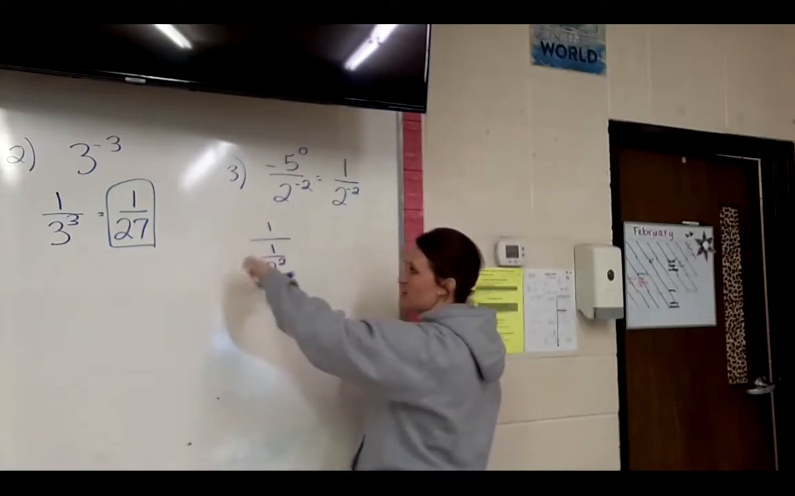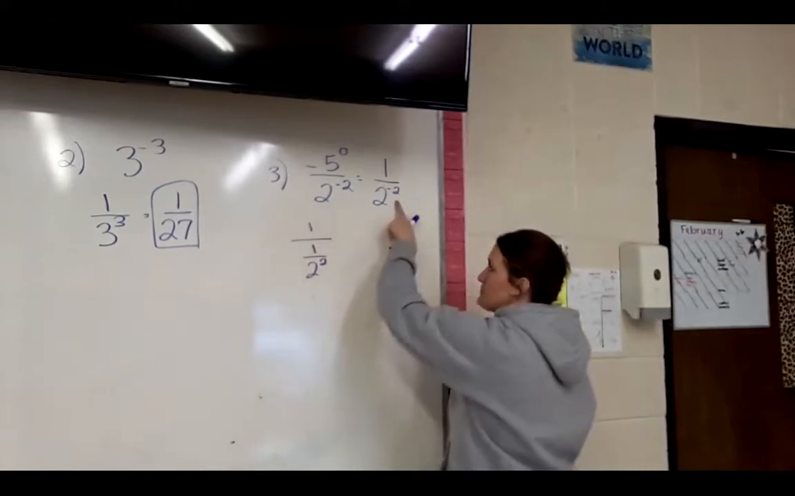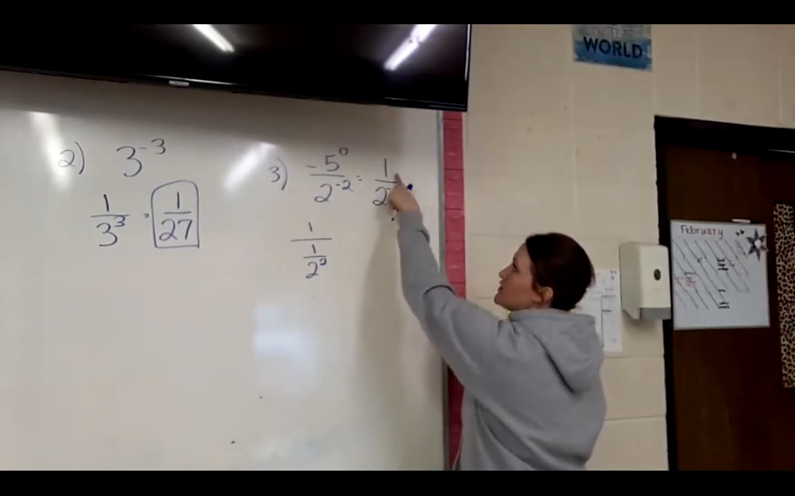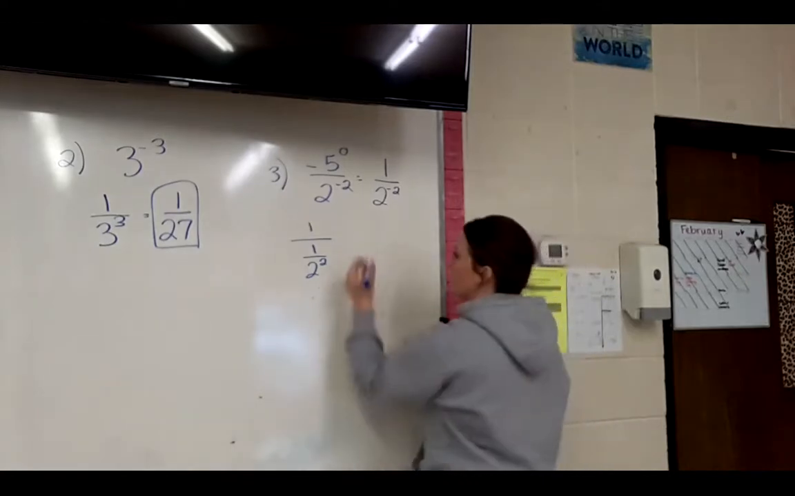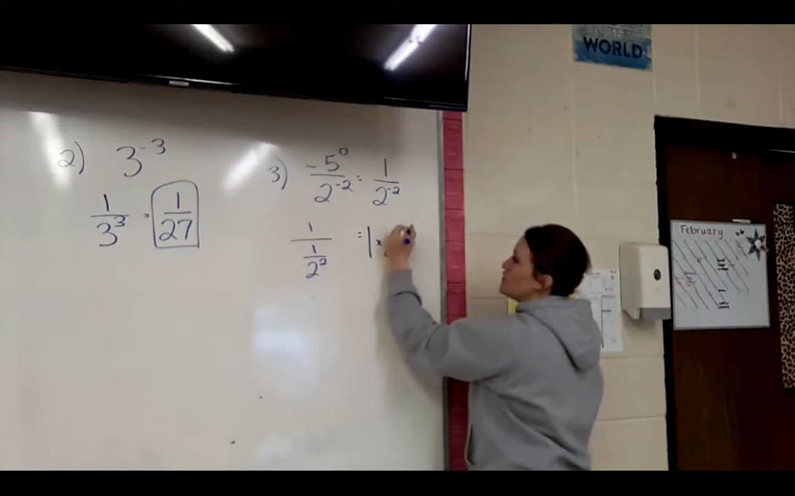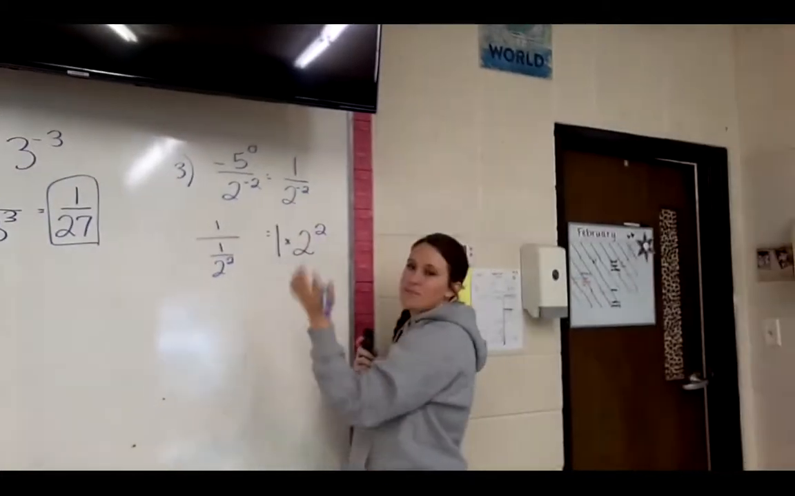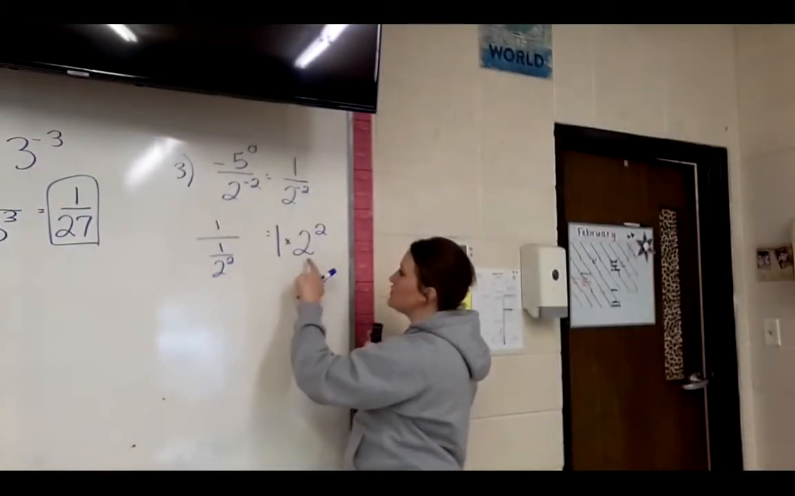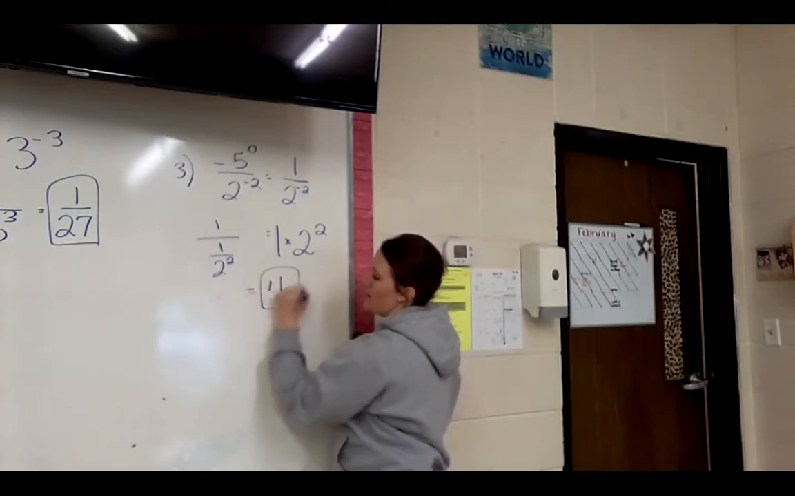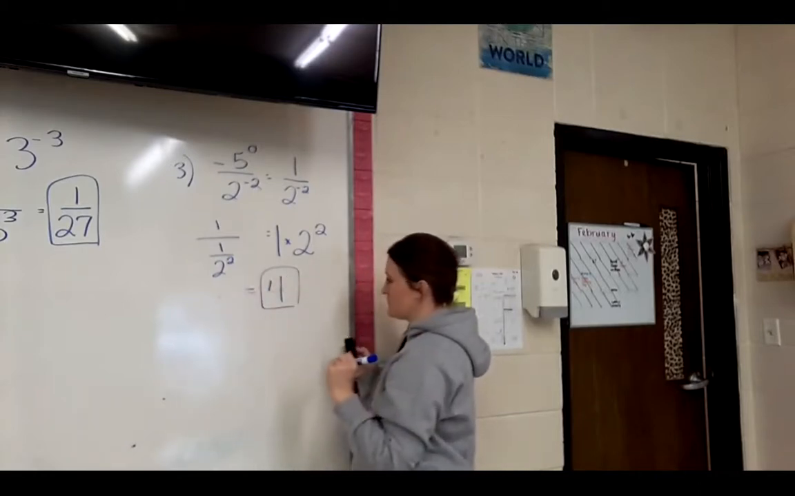Anytime we have that, this flips up. So basically, if you have a negative exponent on bottom, it moves to the top and becomes a positive exponent. So on top, I really have 1 times 2 to the second power, which we know 1 times anything is that number. So 2 to the second power, 2 times 2 is 4. All of that, and our answer is 4.